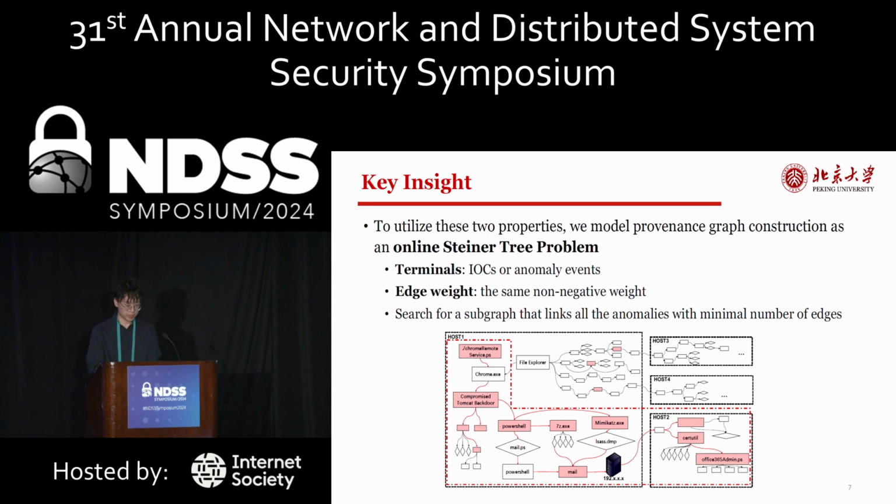So for APT detection, we can consider IOC or anomaly events as terminals in STP and assign each interaction among system entities with the same non-negative weight. Then the APT detection can be converted to finding the subgraph that links all the anomalies with the minimum number of edges. In this way, we can get a concise provenance graph with labeled anomaly nodes.